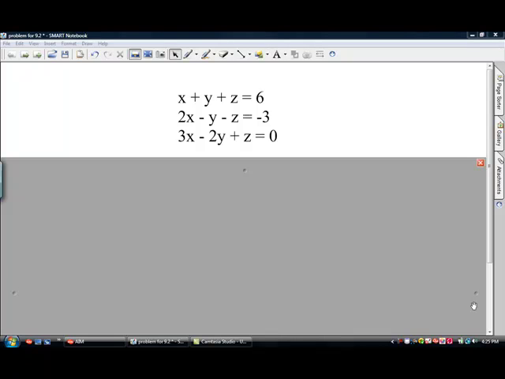So make sure you've looked at the problems in the book, make sure you've taken notes in class so that you know how to handle problems that may be a little different than this one. We're going to look at this one right now though, and it does have 3 equations and 3 variables.